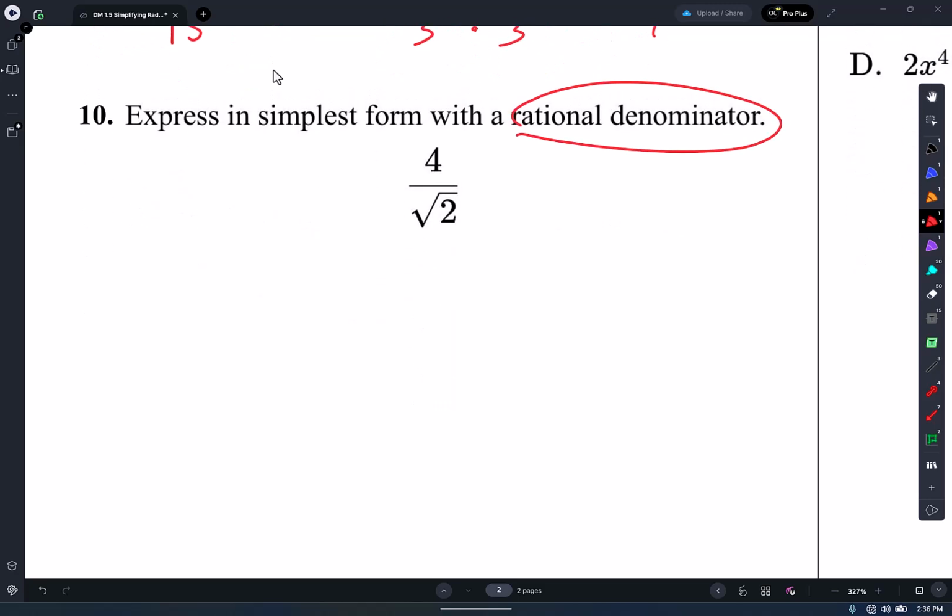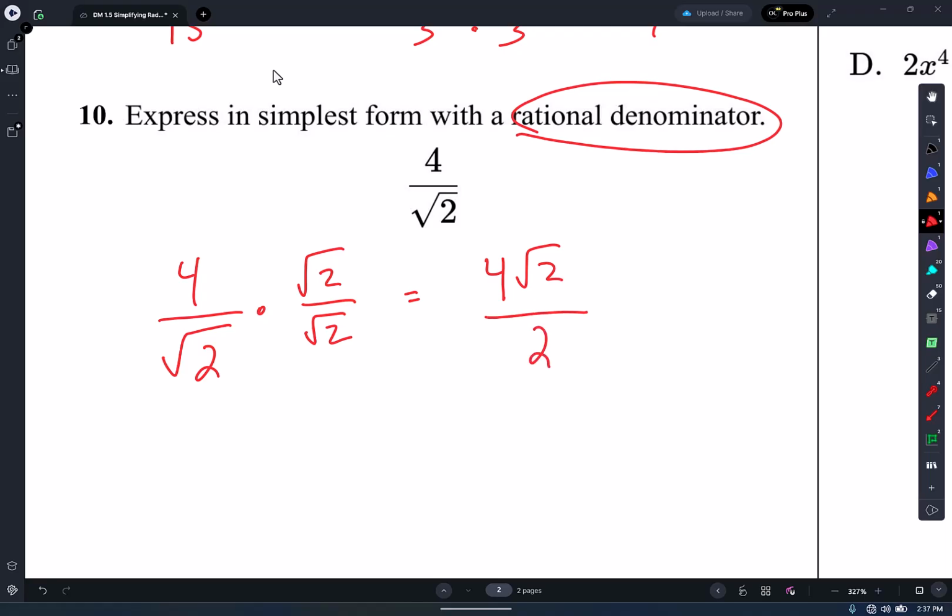So again, I don't want a radical in the denominator, so I have 4 over root 2, and I'm going to go slow. What do I do to get rid of the root 2 in the denominator? Multiply by? Yeah, square root 2 over square root 2. So now I'm going to have this: 4 root 2 over 2. So I'm going to wait a little bit, catch up.